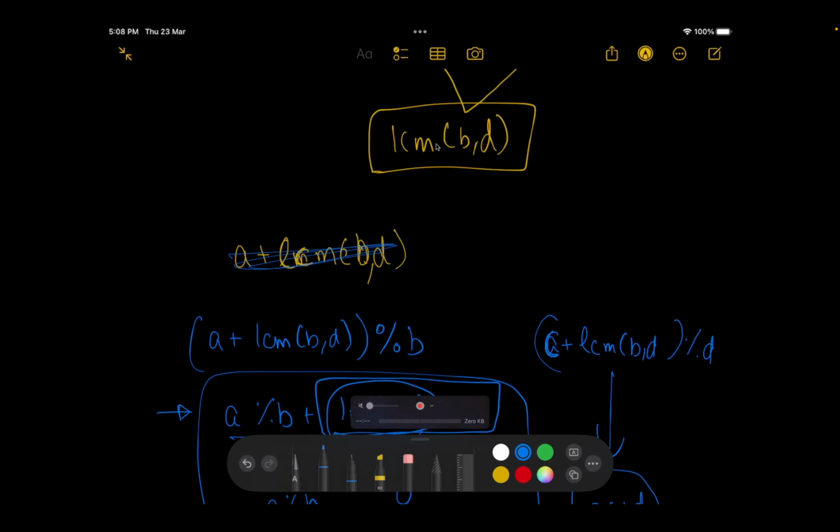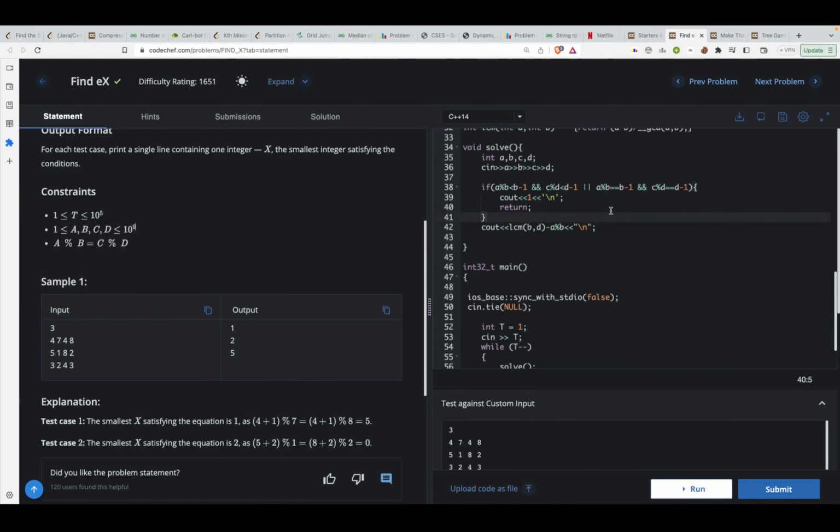Since you're not speaking up, I am assuming that there's no doubt in this. So I'll be moving ahead and I'll just show you the code. That's what I'm doing over here.